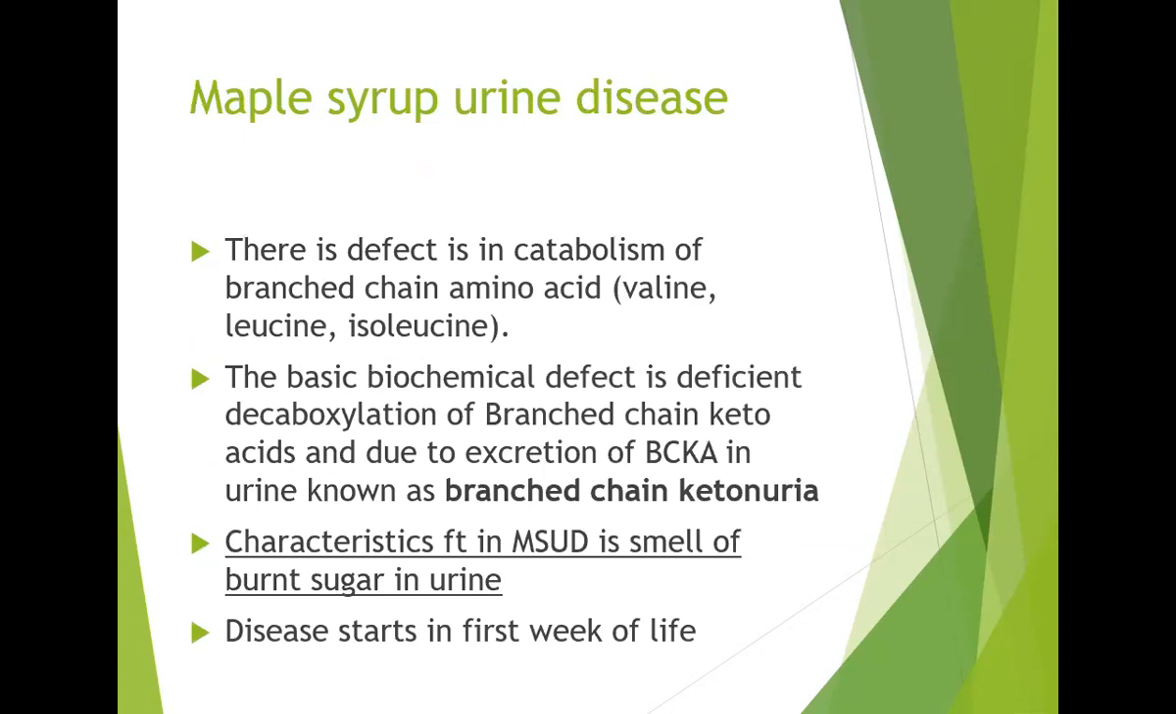Next is maple syrup urine disease. It is due to a defect in catabolism of branched chain amino acids, which are valine, leucine, and isoleucine. The basic biochemical defect here is deficient decarboxylation of branched chain keto acids and due to excretion of branched chain keto acids in urine, which is known as branched chain ketonuria. The characteristic feature of MSUD is smell of burnt sugar in urine.